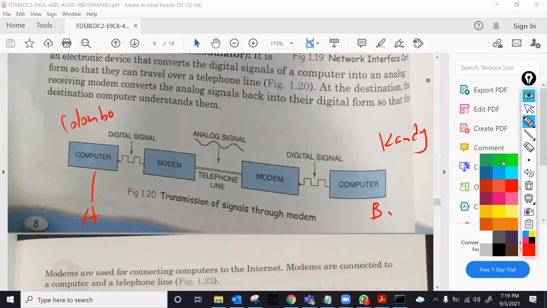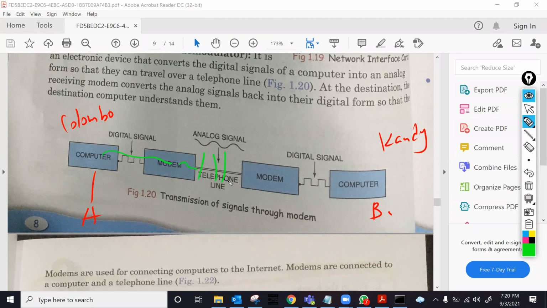So we don't have direct connections, no. What we do is send the digital signal to our modem, then it connects to our normal telephone network. The telephone network goes far away, to Galle or Jaffna, whatever, and it comes here to Kandy. From that point only, they will convert it with the modem.